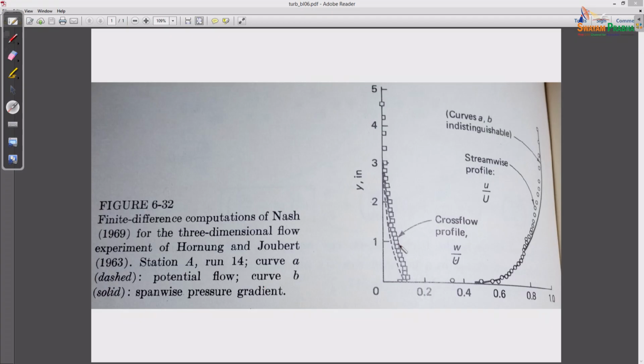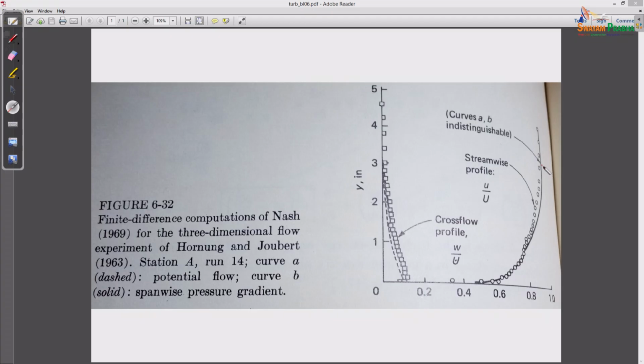This is the cross flow profile, shown with the square markers. And this is the streamwise profile, which is shown with U. As you can see, the curves A and B, potential flow and span-wise pressure gradient, are indistinguishable.